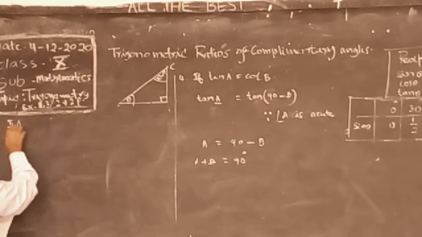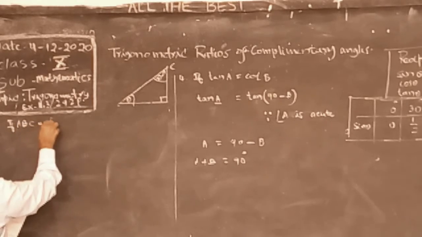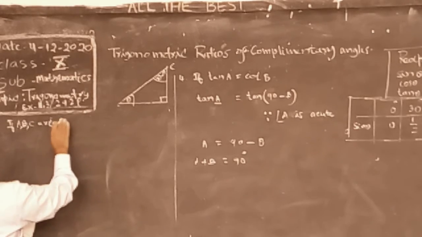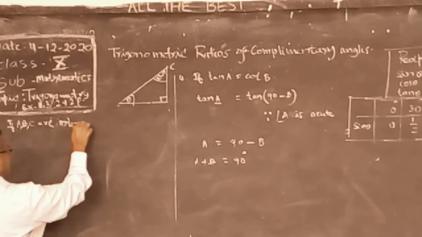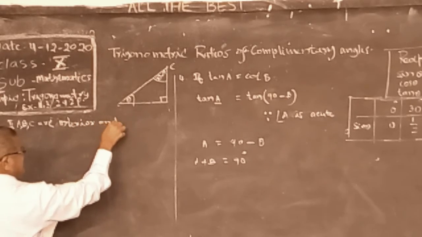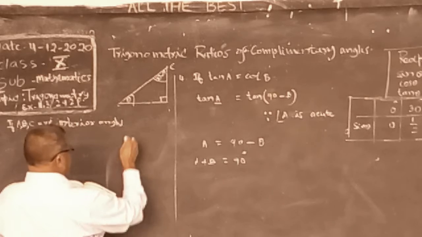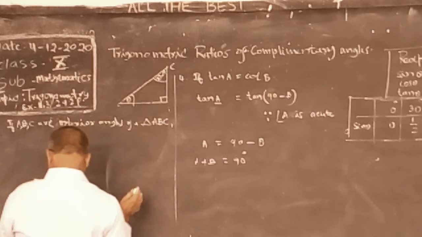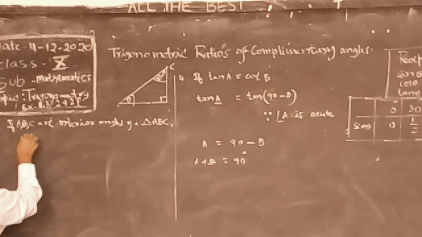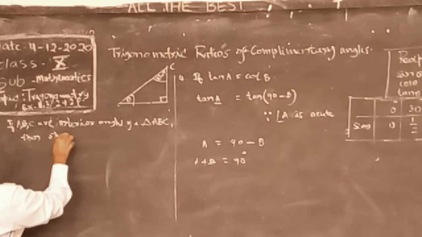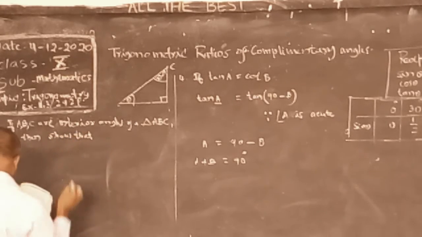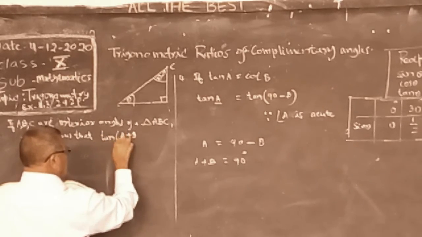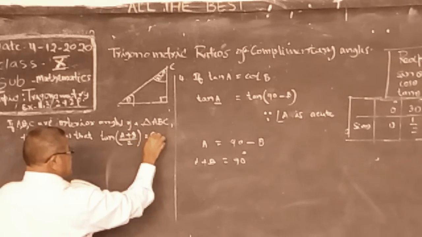If A, B, C are interior angles of a triangle ABC, then show that tan of (A plus B) by 2 is equal to cot C by 2.